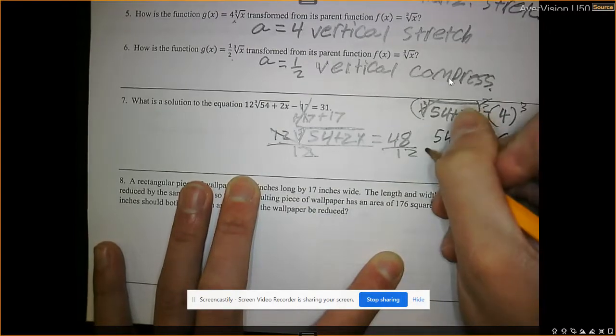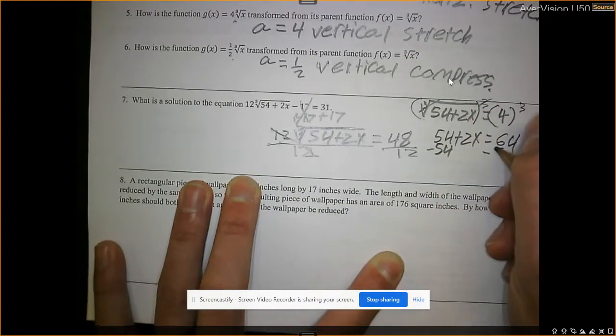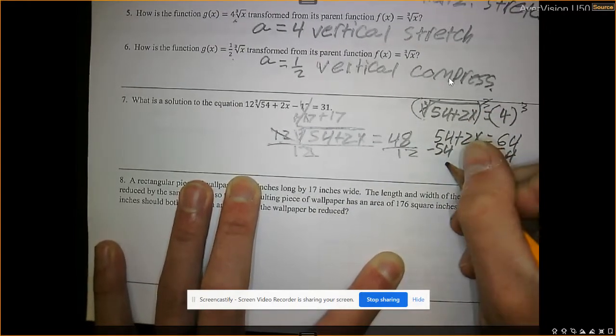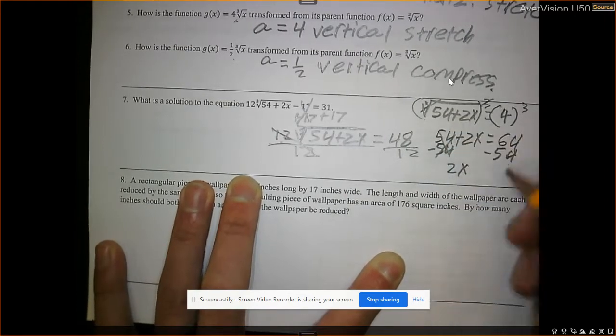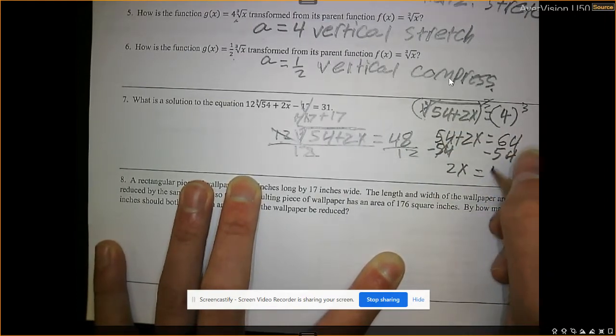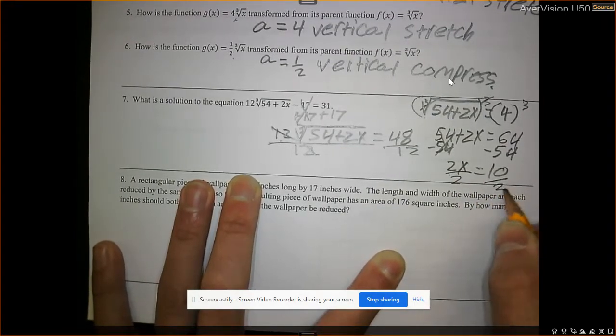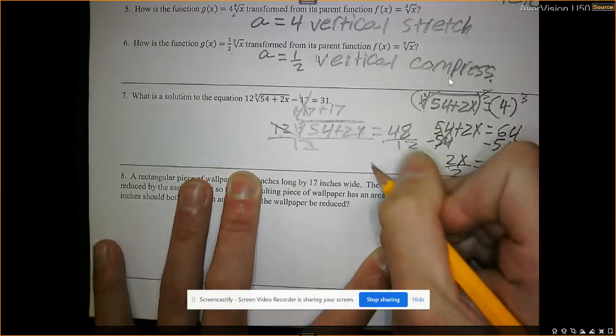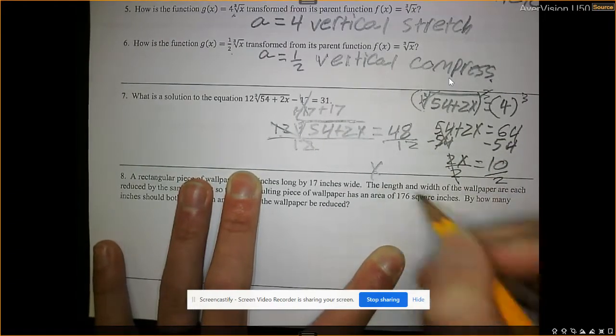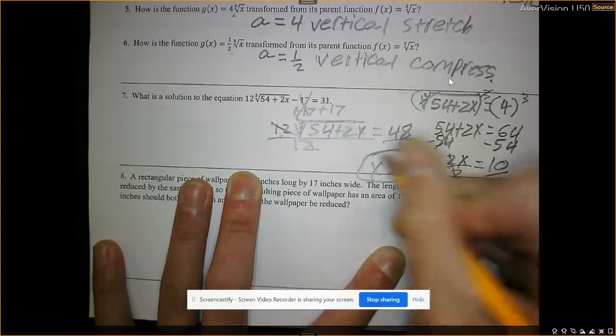Okay, then I got to subtract 54 from both sides. This now looks like an equation that is not scary at all because I am left with just 2x equals 64 minus 54. That is 10. Lastly, I got to divide both sides by 2. That gets my x alone because these cancel. 10 divided by 2 is 5. So we get x equals 5 here.